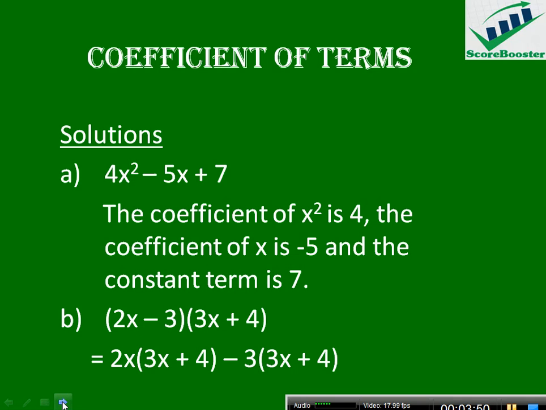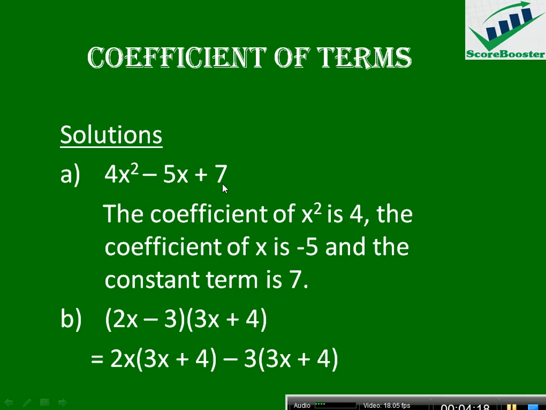The first one is 4x squared minus 5x plus 7. So for you to know the coefficient of x squared, we're told that the coefficient is the number before a letter. So the number before x squared is 4. Therefore, the coefficient of x squared is 4. The number before x is minus 5. Therefore, the coefficient of x is minus 5. And the number that does not have a variable multiplied to it is 7. And that is what the constant term is. The constant term is 7.